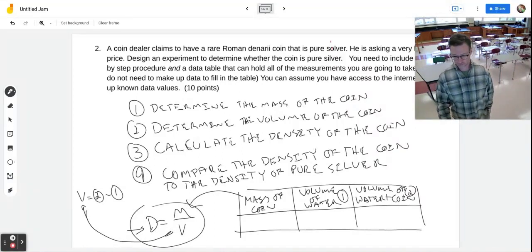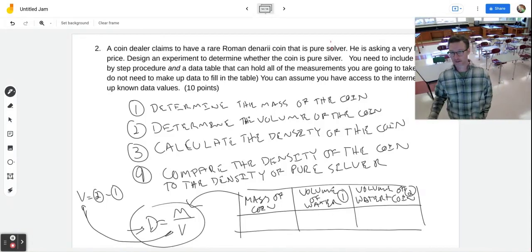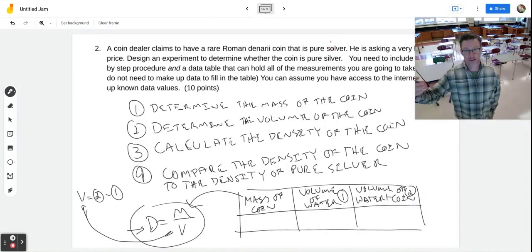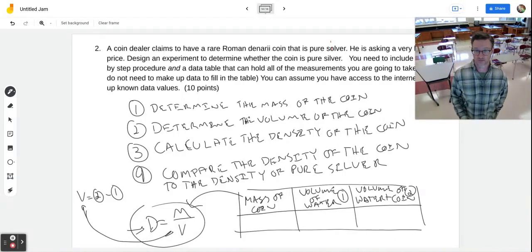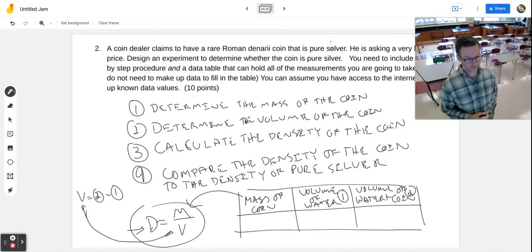That would be totally acceptable for the answer to the question. It's going to be similar to this, asking you to outline a procedure and provide a data table. You don't need to fill it in. You don't need to make up data and make up the calculations. Just explain what steps you would go through, create a data table to gather the data, and then explain what calculations you would need to perform. You don't have to show me fake numbers. That's okay. All right, so that is it.